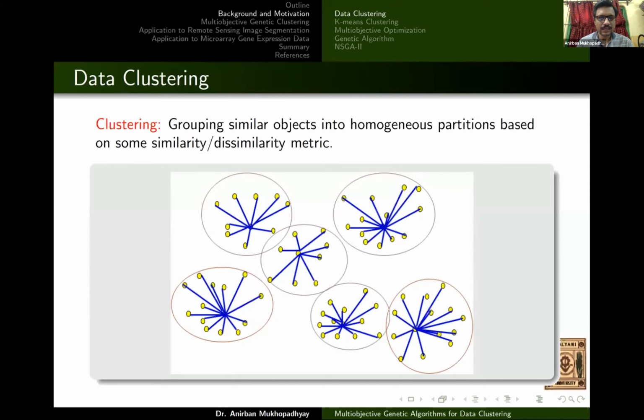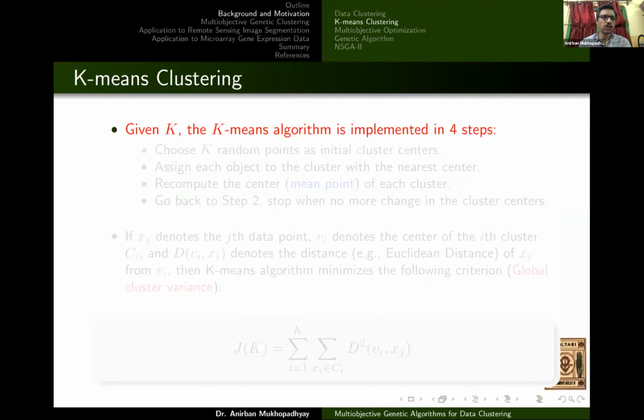You know that there is a very popular clustering algorithm, probably at least 60 years old now, the K-means clustering algorithm. Probably all of you know that. I'll just quickly discuss the steps of K-means clustering.